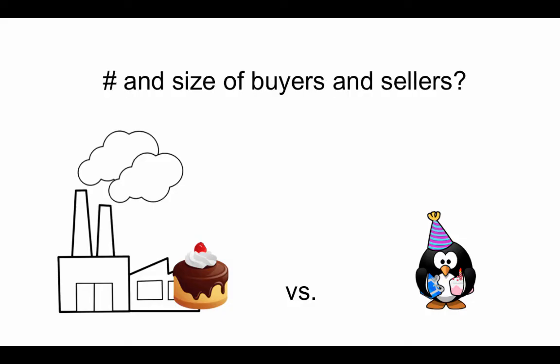There's one large bakery. If that's the only large bakery in town and the only place to get cake, they'd have a lot more power. Compare that to one small consumer who's going to buy one cake. The bargaining power will be in favor of the factory.